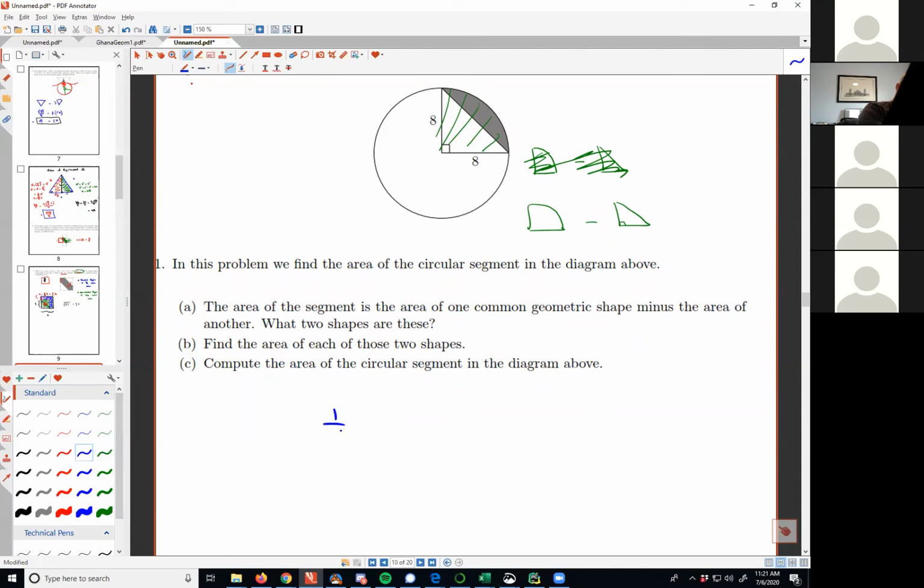16 pi. And what's the area of the isosceles right triangle? 32. And we get 16 pi minus 32. Yeah, the segment itself is hard to turn into anything, but we can see it as a piece of a bigger picture and subtract away what we don't want.